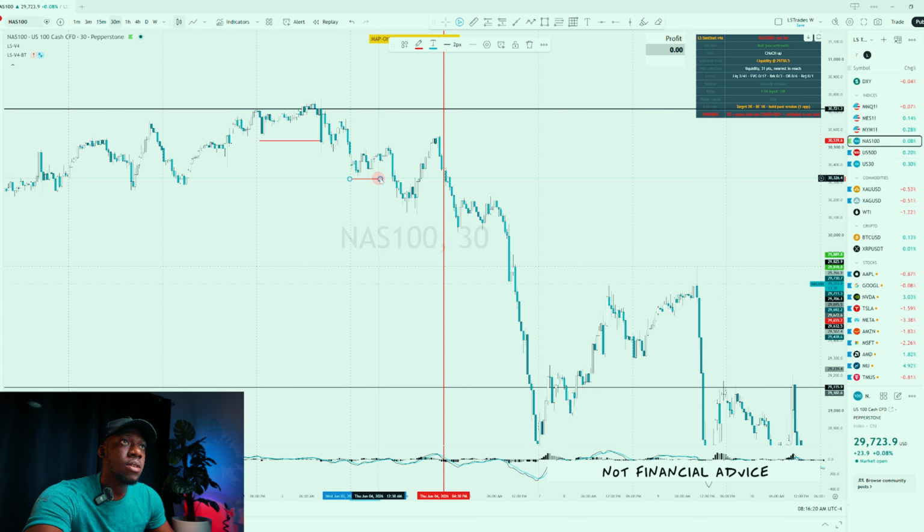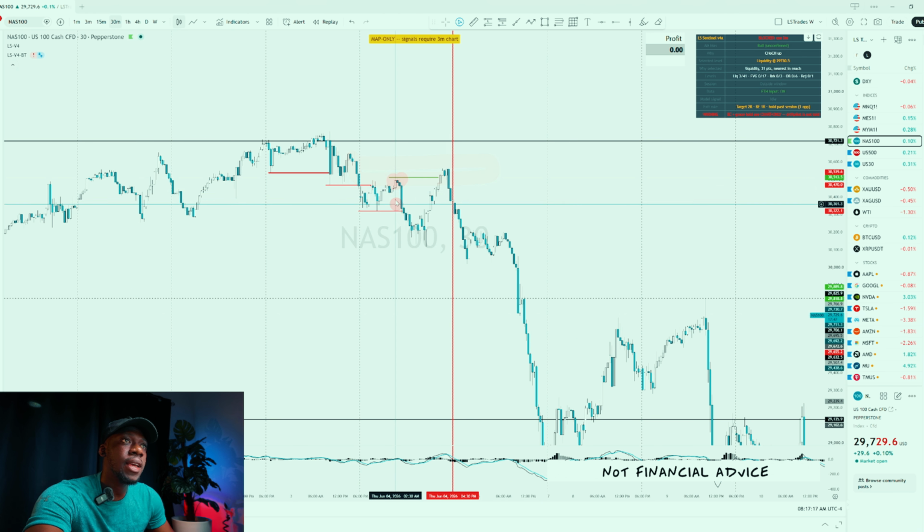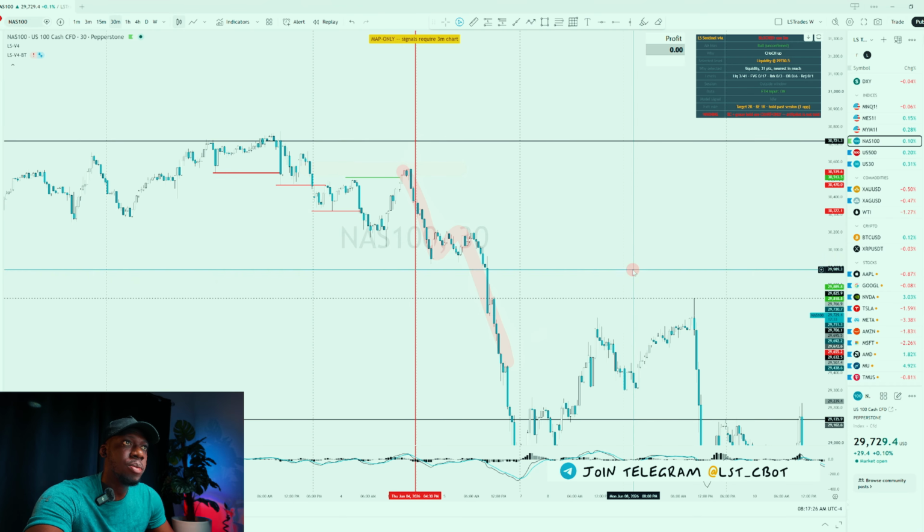So now when you have fair value gaps that are aligning with liquidity, it makes it a high probable setup. Okay, so we've come up, we swept this liquidity, we've tapped into this gap, and what do you see? Boom, boom, boom. Price continues ripping lower.